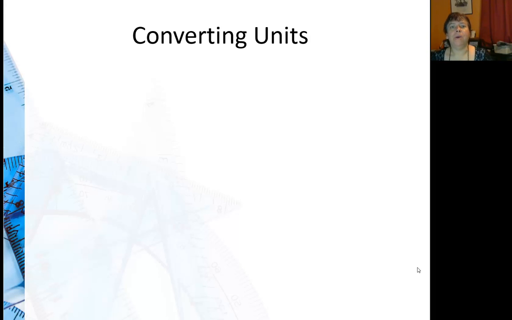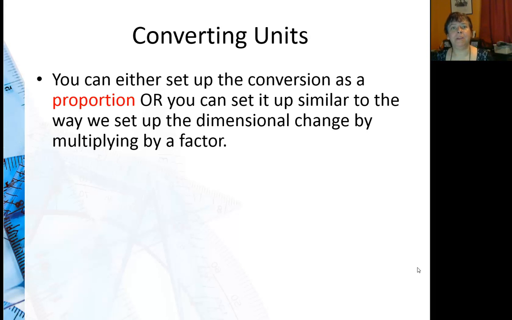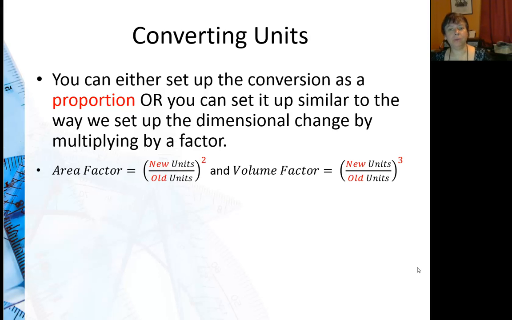change. So for converting units, you can either set up the conversion as a proportion, like we initially did for dimensional change, or you can set it up using a factor. And in fact, when you do math later, converting units is usually going to be done as a factor. So how do we figure out what the factors are? Well, there are two factors, one for the area and one for the volume. The area factor is in square units, so you're going to be squaring the ratio of the new units over the old units. The volume factor is in cubic units, so you're going to be cubing the ratio of the new units over the old units.